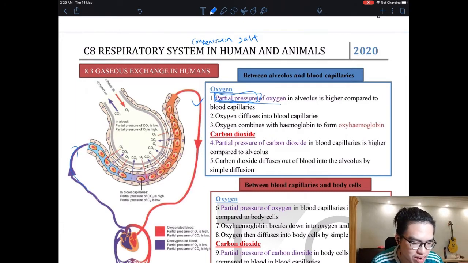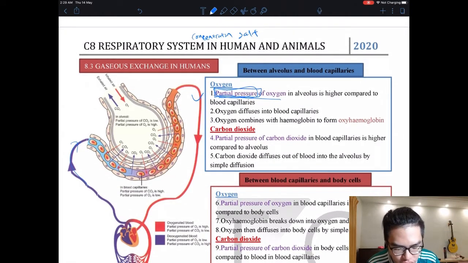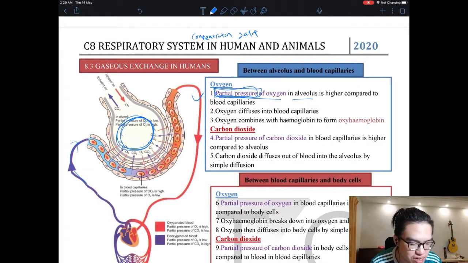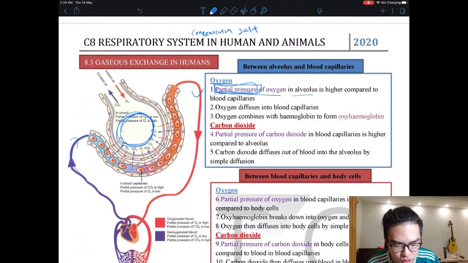So in alveolus is higher. It means there's more oxygen inside here because it's fresh air. I just inhale oxygen here. So oxygen will go from high concentration to low concentration. I'll just straight jump in.